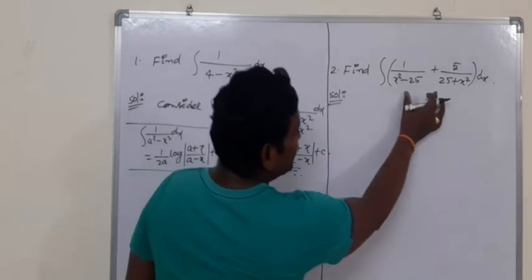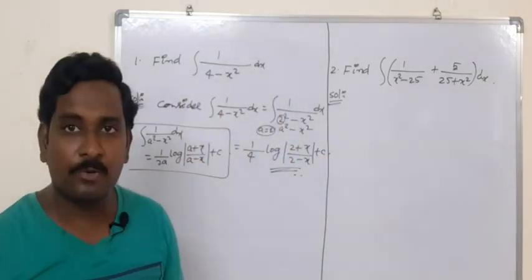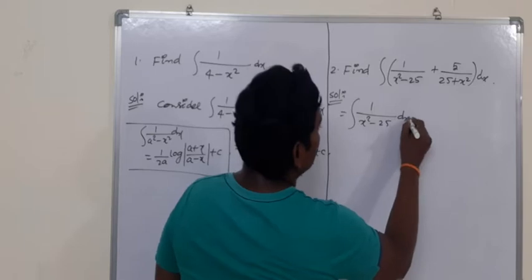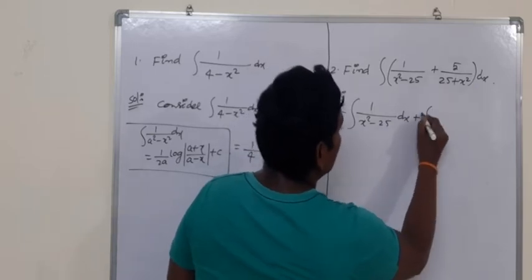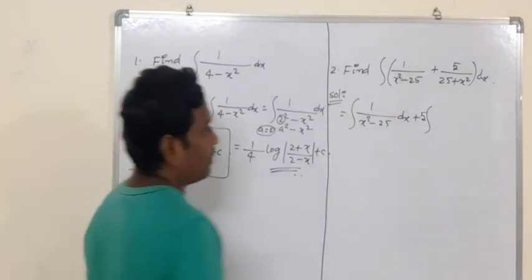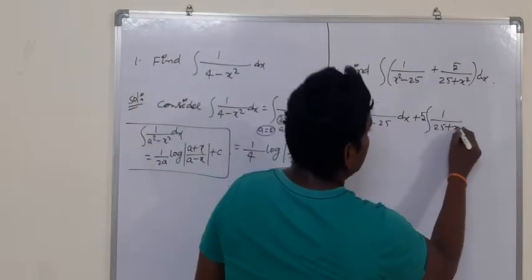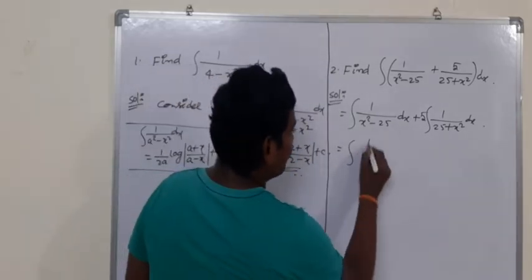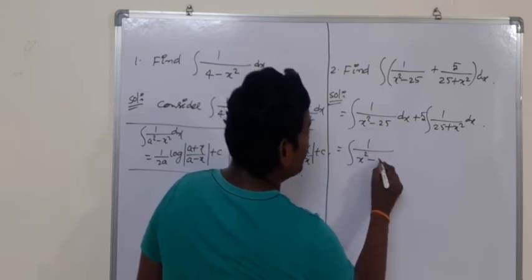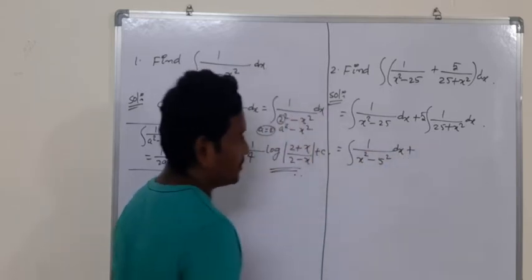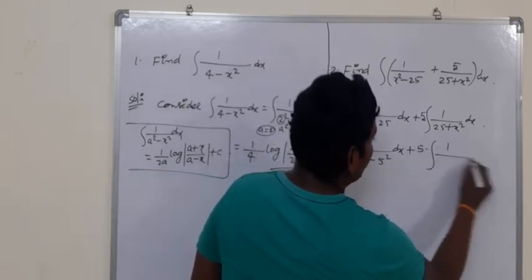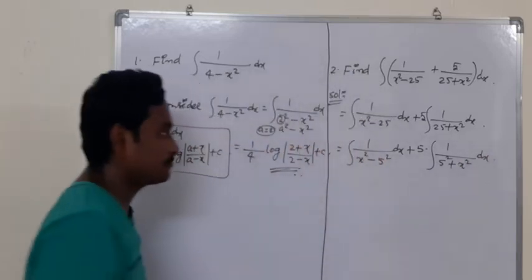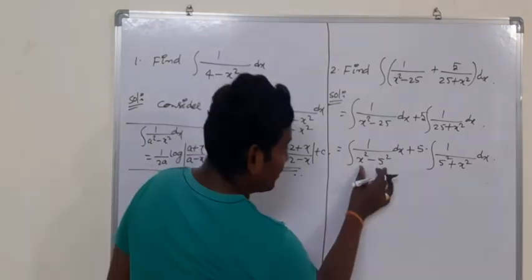So, two terms are in addition. So, directly separate the terms by using linear property. So, you will get integration of 1 by x square minus 25 dx plus integration, 5 is the constant term. That's why write it outside of the integration, 1 by 25 plus x square into dx. Here x square minus 25 can be written as x square minus 5 square dx, plus 5 into integration of 1 by 5 square plus x square dx.